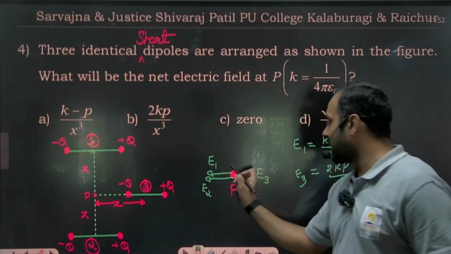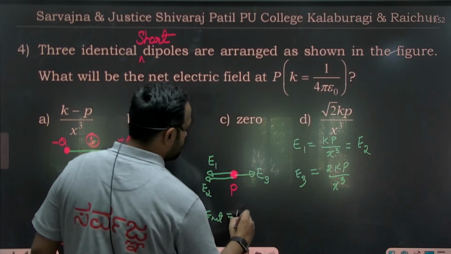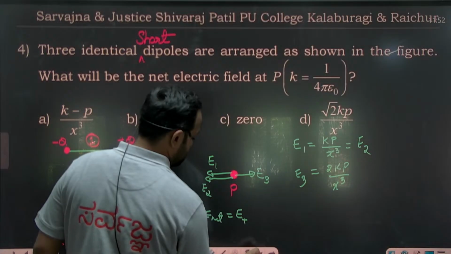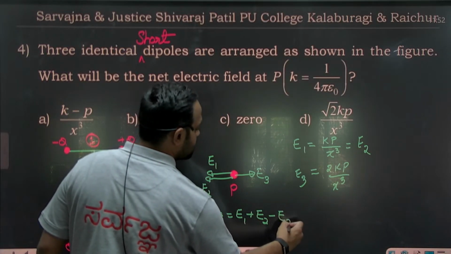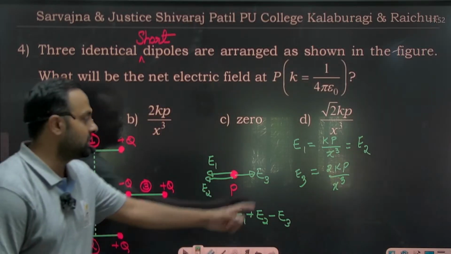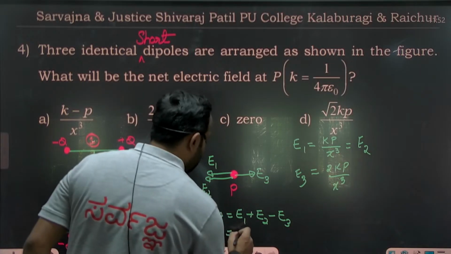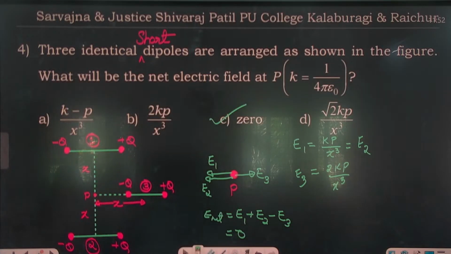Now, how do you calculate the net electric field here? The net electric field will be E1 plus E2 minus E3. E1 plus E2 minus E3 is coming out to be zero. Is this fine? Yes.